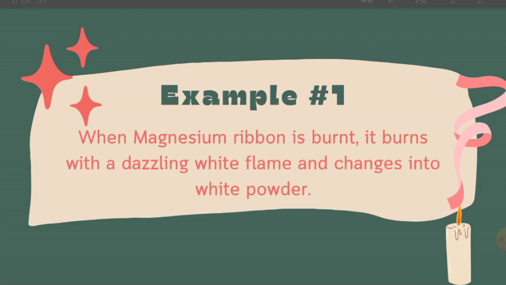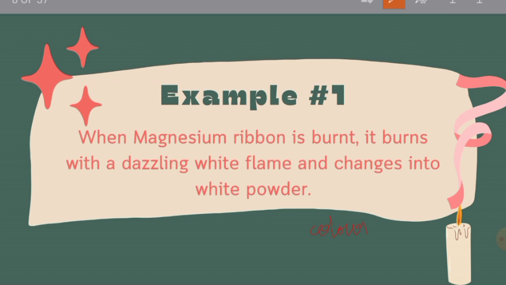Okay, but you can see there is a change in color actually. After the reaction has taken place, we can see the color has changed into white. And not only that, there is something else which has changed, the state. It was in the form of a ribbon, and now it has changed to ash, right? So we can say the state and the color both changed in this particular chemical reaction, right?